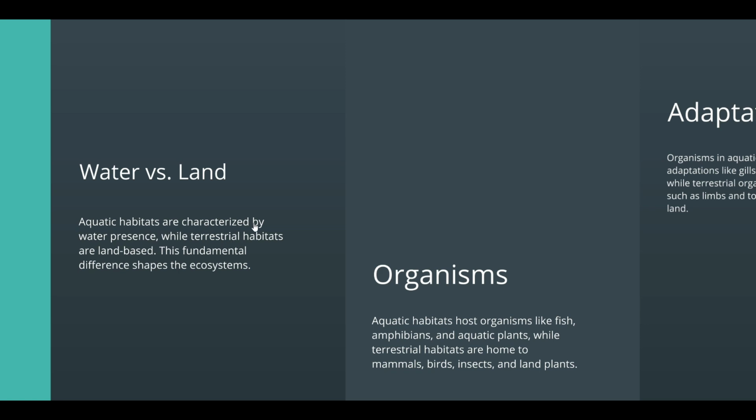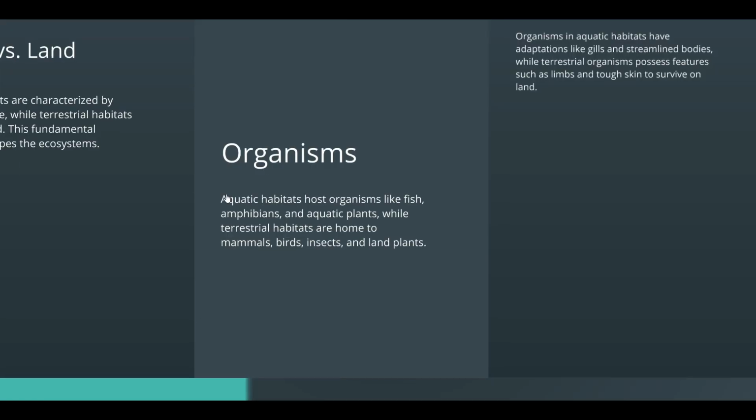Aquatic habitats are characterized by water presence, while terrestrial habitats are land based. This fundamental difference shapes the ecosystem. Then, organisms. Aquatic habitats host organisms like fish, amphibians, and aquatic plants, while terrestrial habitats are home to mammals, birds, and insects and land plants.